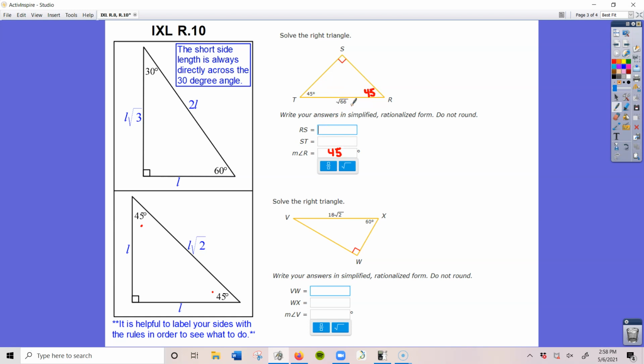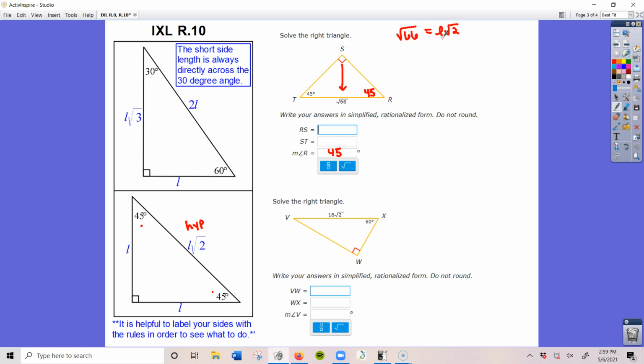Now we're going to look at what we have, and we're going to label it with the correct rule. This is the 45, 45, 90, so these are the rules I need to follow. This square root of 66, this is the hypotenuse. So I look for the rule for the hypotenuse in this triangle, which is L square root of 2. So what I do is that I make that side, square root of 66, equal to L times the square root of 2. And I use this equation to solve for L.